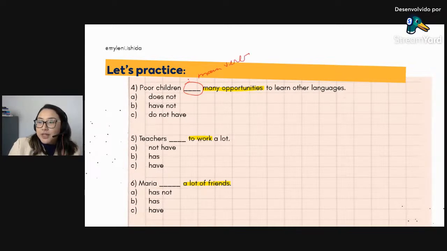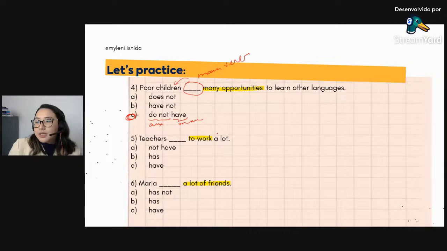So now I need to think about poor children. Poor children does not, blank, many opportunities. There is something missing here, right? Poor children have not. No, in this case, it would be an auxiliary. I want a main verb. Poor children do not have many opportunities. In this case, have is the main verb. Do not is the auxiliary of the present. Okay.